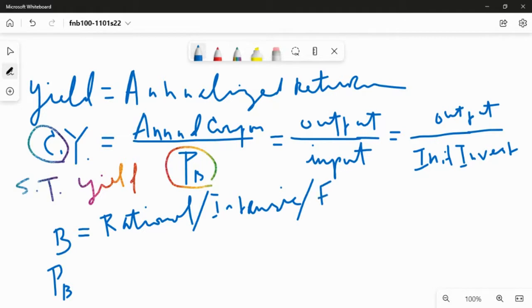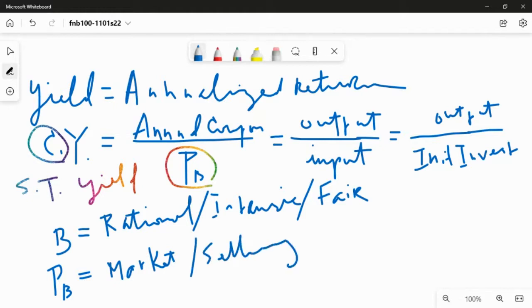Intrinsic value or fair value. What that means is this is the price that it should be, versus this is the market price or selling price. So what's the difference? Look, the market price is the price that it is, and it's the difference between what it should be and what it is.